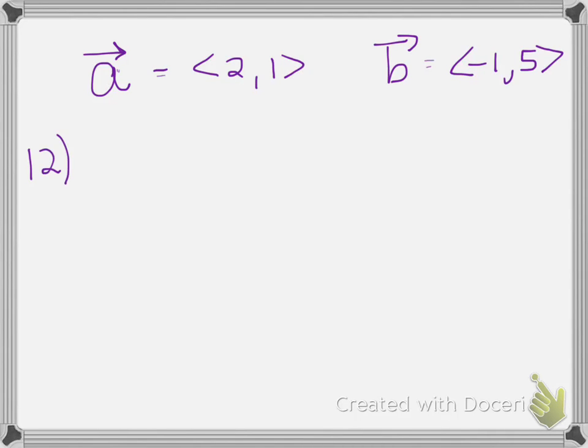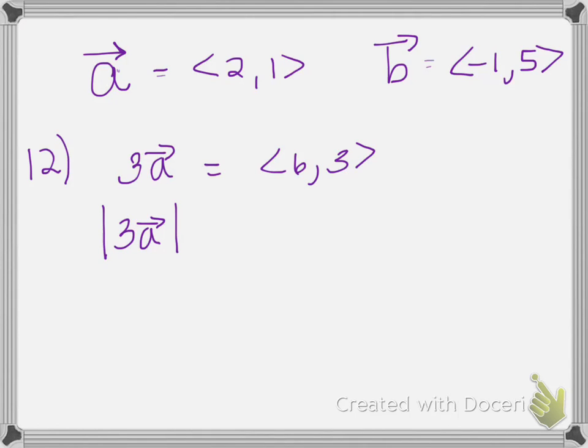So if it asks for you to find 3A, that just means that you multiply the A ones by 3, and you multiply each of them. So you would get 6 and 3. If it said to find the magnitude, magnitude is sometimes signified by an absolute value, then you do the Pythagorean theorem with that, which is basically just the square root of each of those two things squared.